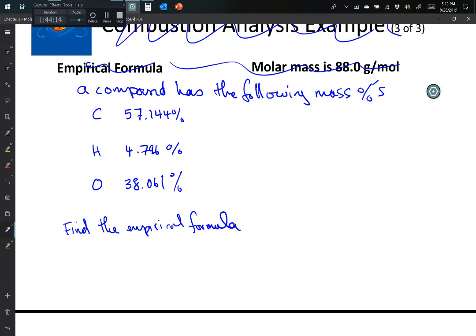How do you deal with it, right? Well, what if you had 100 grams of this compound? How many grams would be carbon? 57.1. Yeah, 57.144. So this is what you do. You assume that you have 100 grams. When you're given percentages, just assume you have 100 grams, because it doesn't matter how much you have, you're still finding the ratios. The ratios will be fixed regardless of how much you start with. Okay? So you say, I have 100 grams, and just replace that with grams.